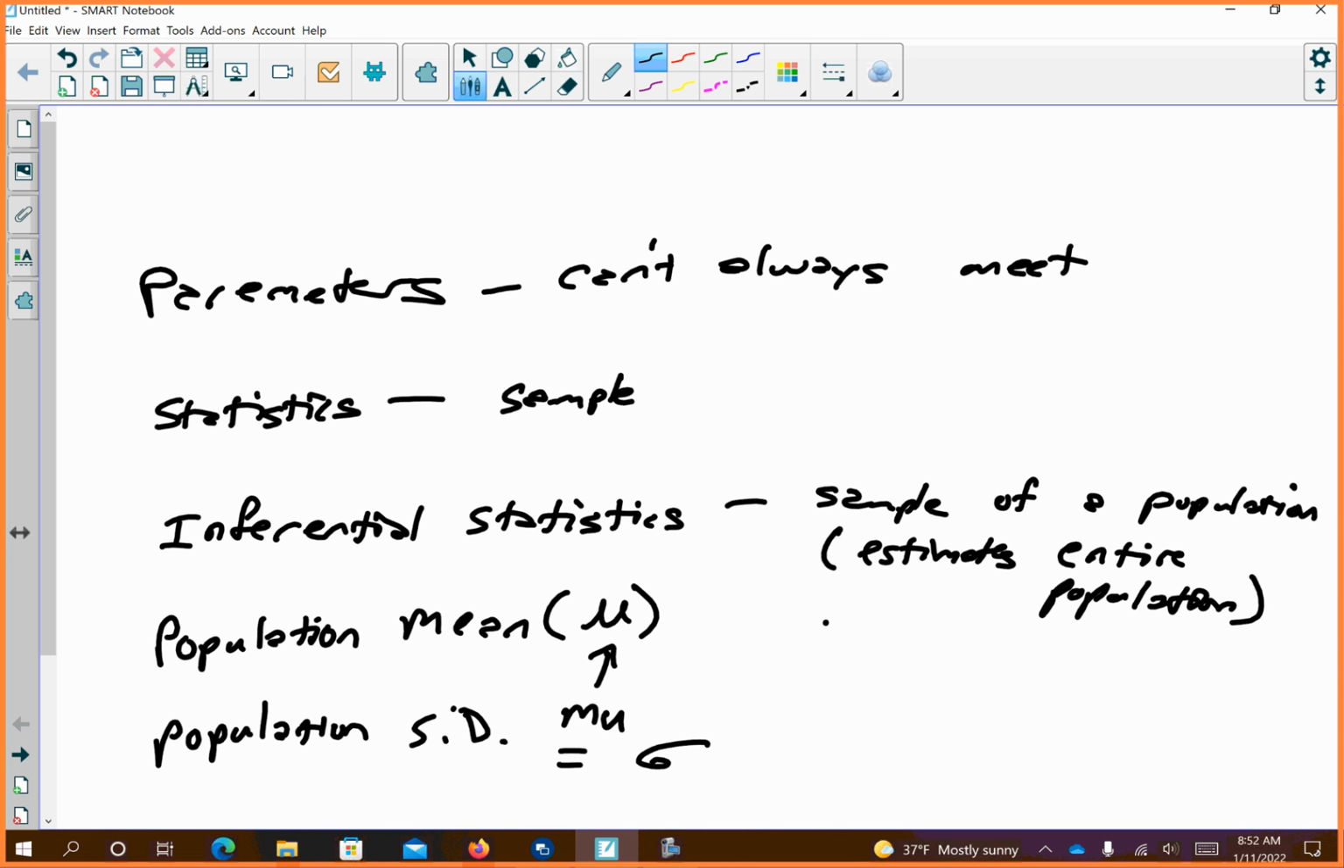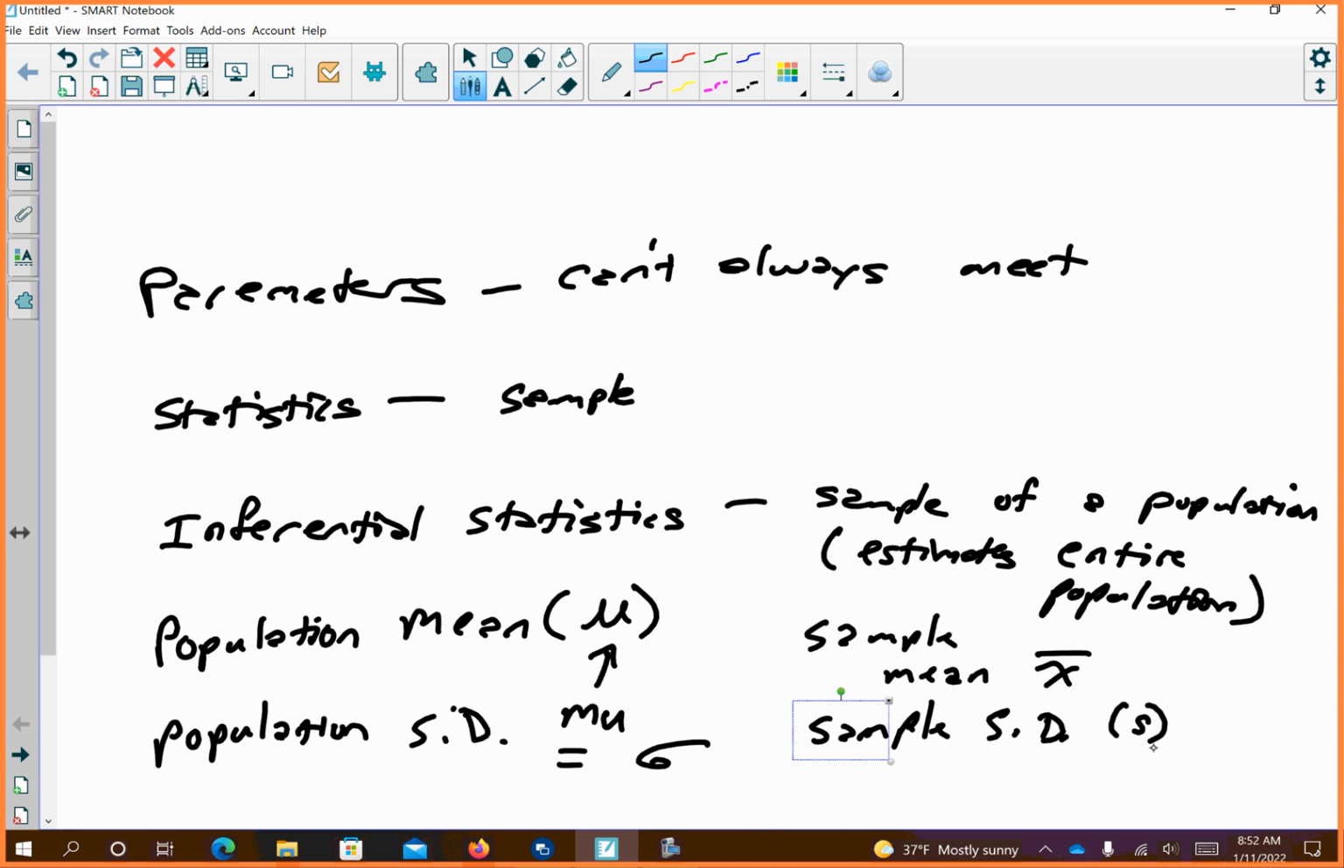And then you have the sample mean. The sample mean is given as x bar. These are all things that would be really good for you to have on the note card during tests or quizzes, okay? And then the sample standard deviation, they use the lowercase s, okay?